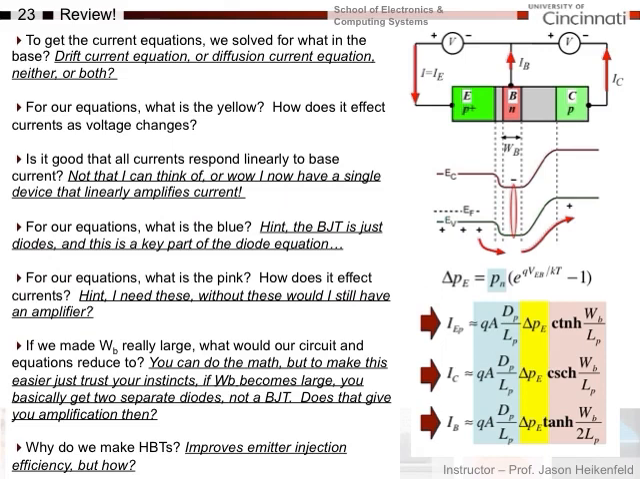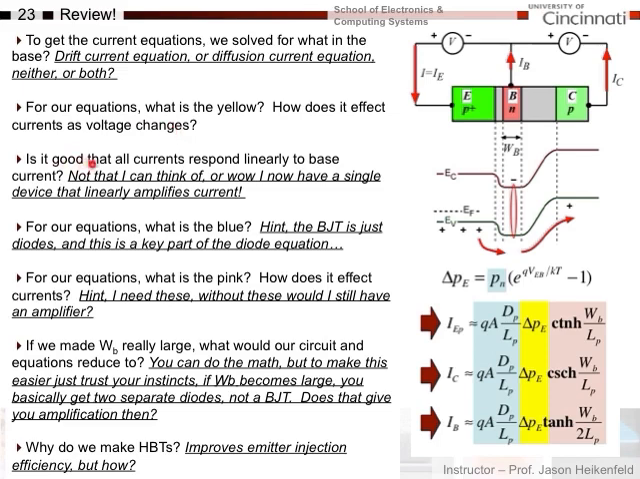So to get the current equations, we solve for what in the base? Drift current equation, diffusion current equation, neither or both. You should be able to answer that. For our equations we have here, basically what's the yellow? Okay? And you should be able to say, well, how does that affect currents as voltage changes? Does it change them all equally or does it change them differently?